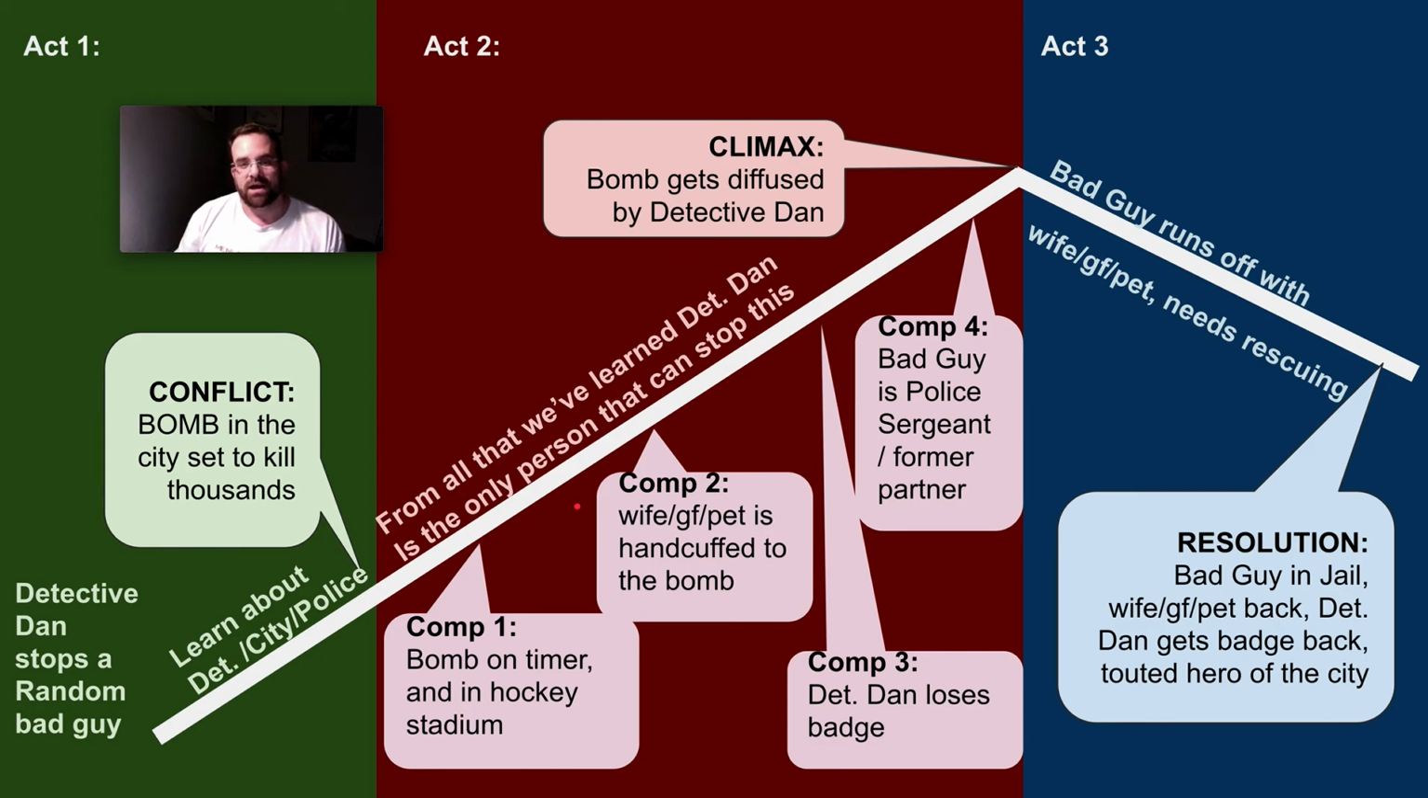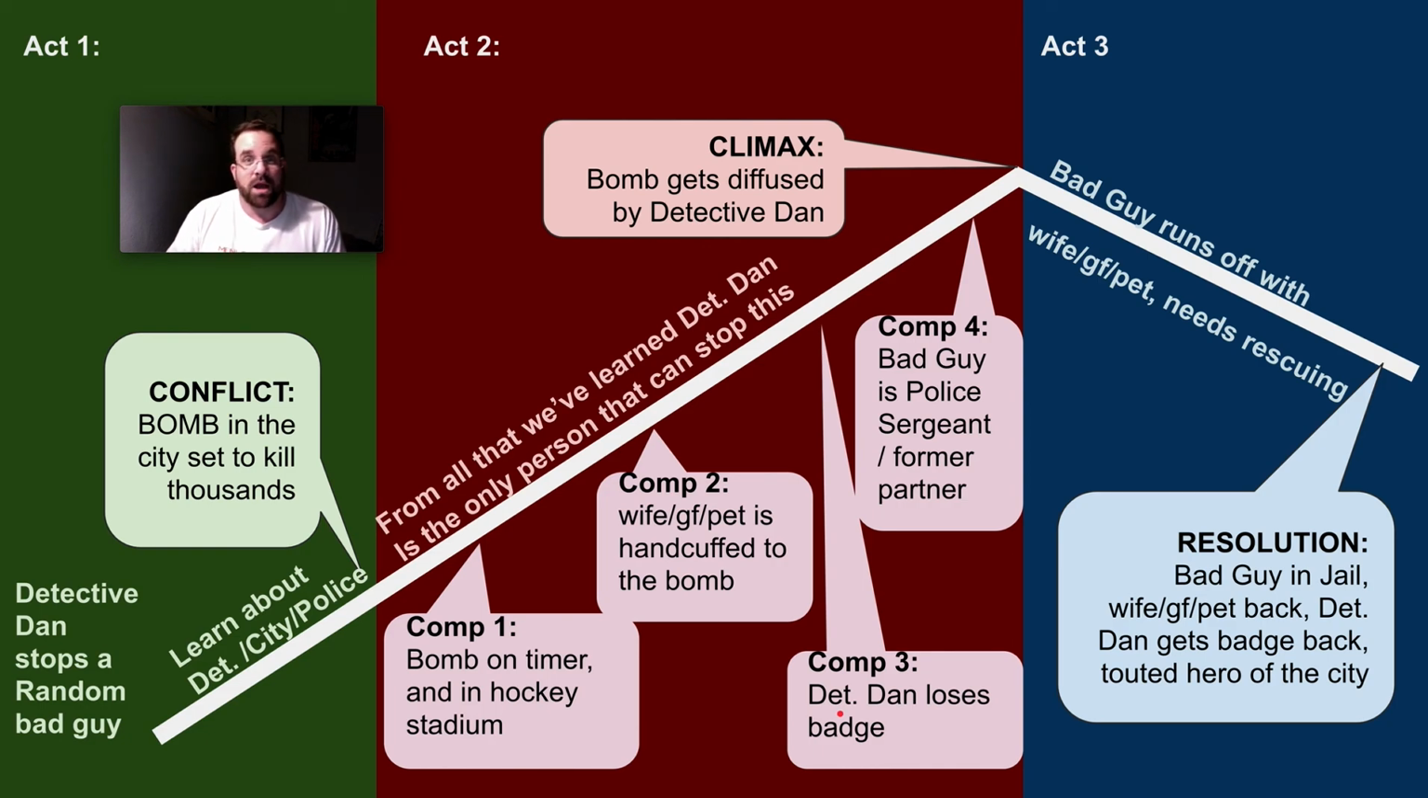Complication 2: his wife or his girlfriend or his pet is handcuffed to the bomb, so now there's a personal stake involved, right? And complications also lead to complications. Because his wife or girlfriend or pet is handcuffed to the bomb, he loses his badge. "You're taking this too personally. You're off the case. You can't handle this," and so on. So now he doesn't have the authority of being a police officer, but he's got to save his pet or his girlfriend or his wife, or whatever personal stake is now involved.